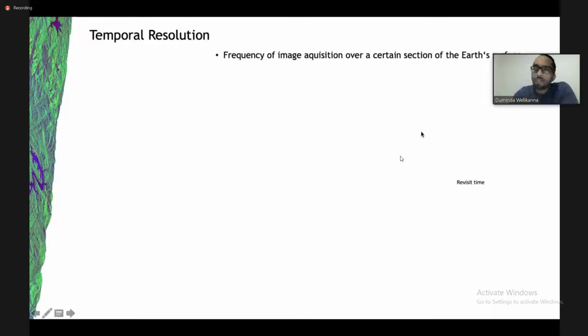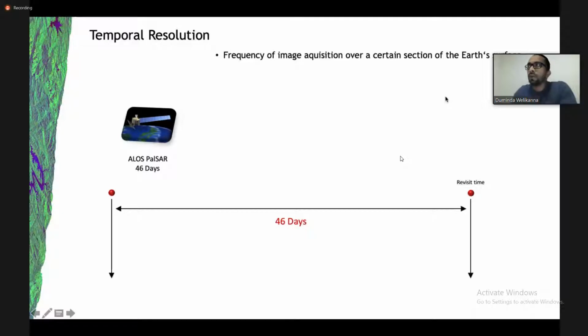And when it comes to temporal resolution, most of these imaging satellites are not geostationary. They are sun-synchronous. That means they go close to the poles and revisit the same area at a particular time.